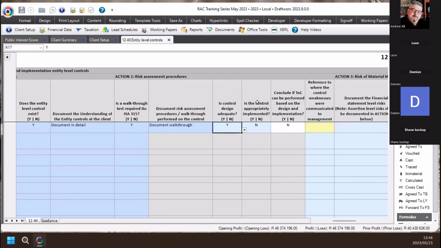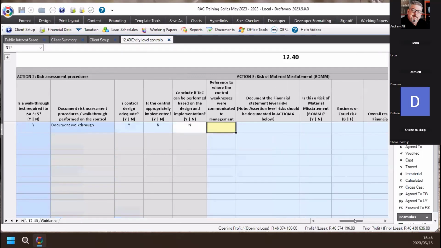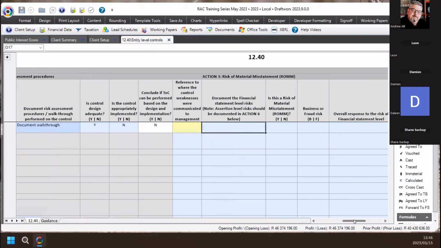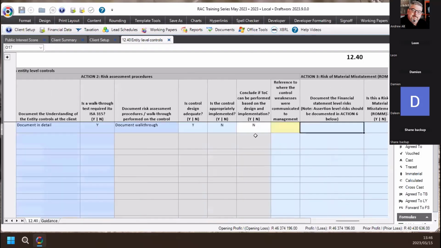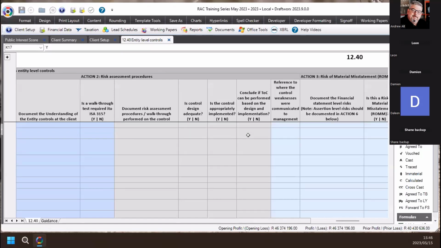If I say it's not appropriately implemented or designed, then it's going to ask me to reference the control weakness and document any risks that we might determine based on the fact that this control is not working as expected. Let's say you try and log into his banking app and 1, 2, 3, 4, 5, boom, you're into his banking app and that's it. You can make fraudulent payments without any issue. I want to report that to management, right?